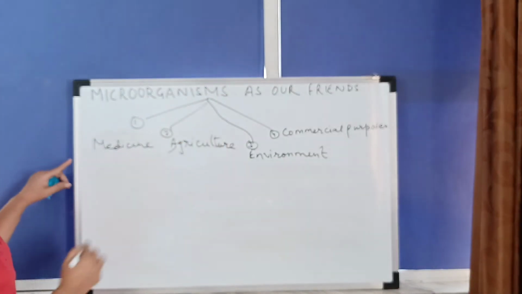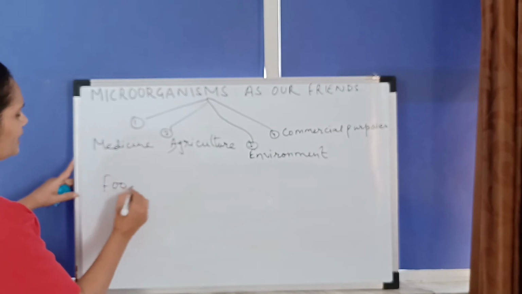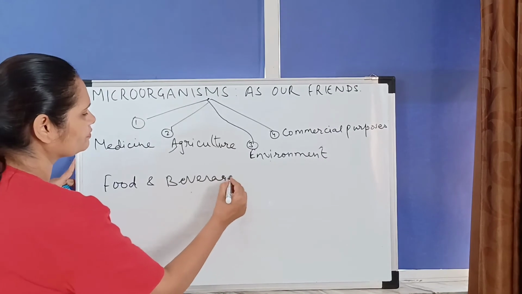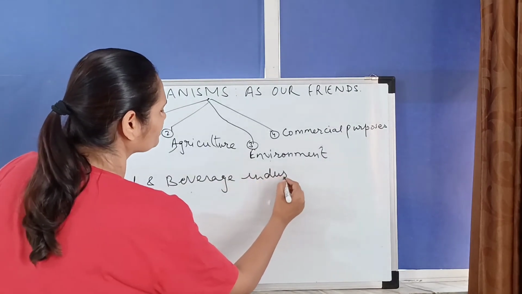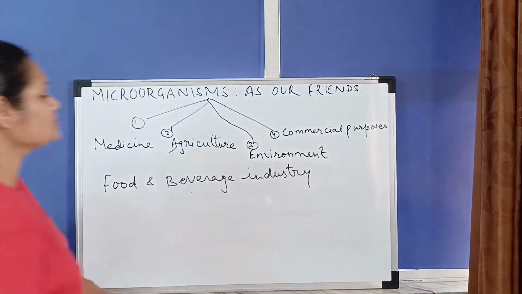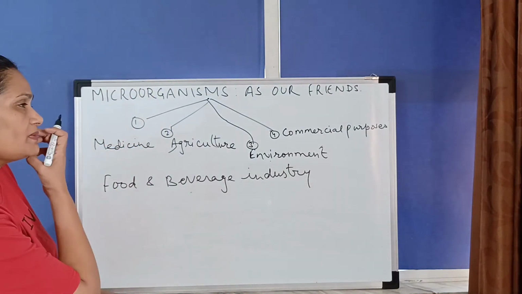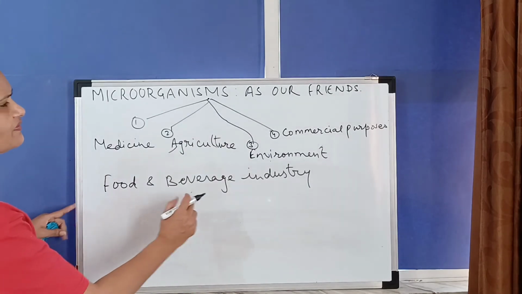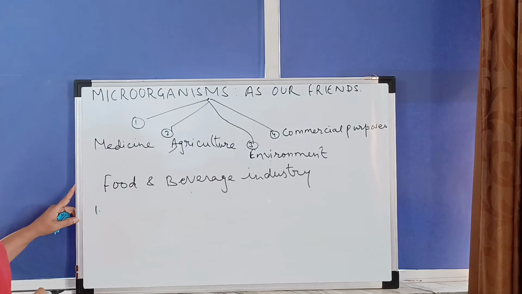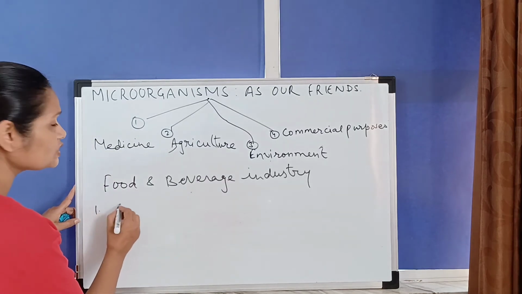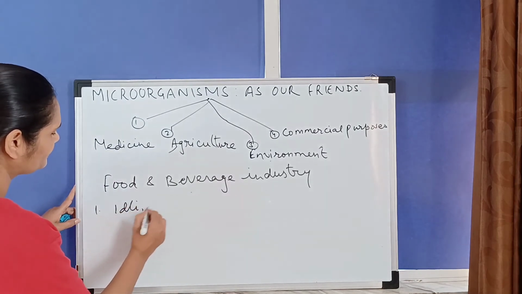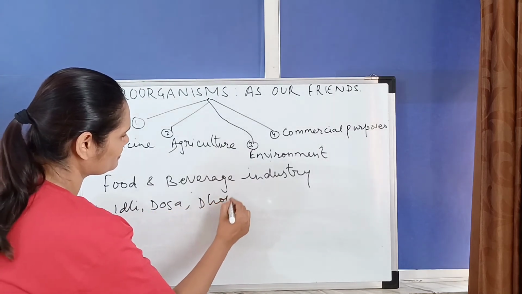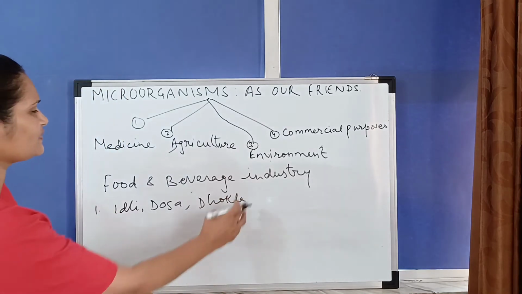See, microorganisms are used very much in the food and beverage industry. Okay. So in the food and beverage industry, how are the microorganisms used? Can you please mention some of the uses in the comments, if we know that? So one use we might have seen is that they are used for making idli, dosa, then dhokla. Yes. Certain other uses that we know, please mention.